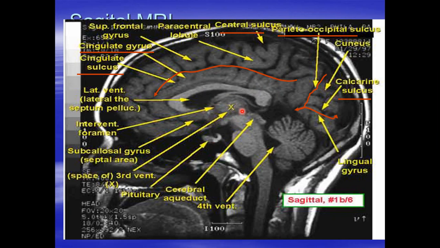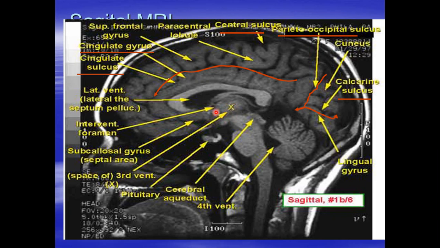This is the anatomical position of the third ventricle, which is a slit-like space located between the two thalami. Sometimes you see a little bit of brain tissue here. That's called the massa intermedia. That connects both thalami. Sometimes it's present, sometimes it's not. It has no known clinical significance.